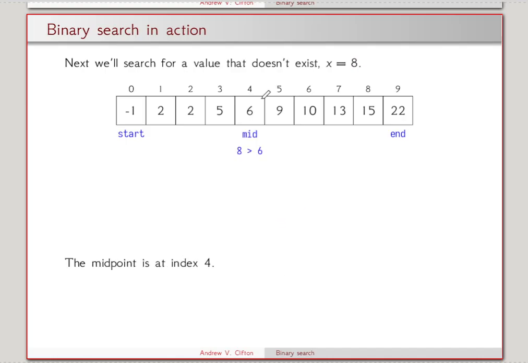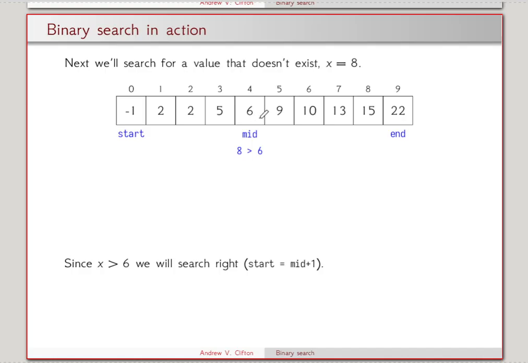We pick the midpoint. Notice that we pick the same midpoint as we did last time, because where the midpoint is depends only on the size of the array. For an array of size 10, the midpoint is always going to be at index 4. So we're comparing the 8 to the 6. 8 is larger than 6, so we're going to search right.